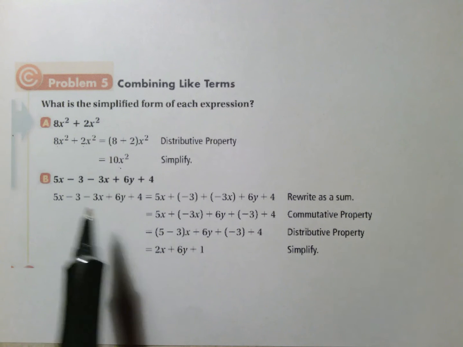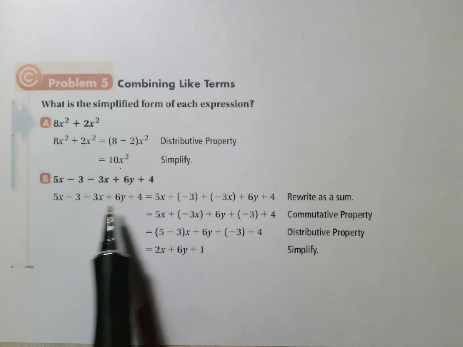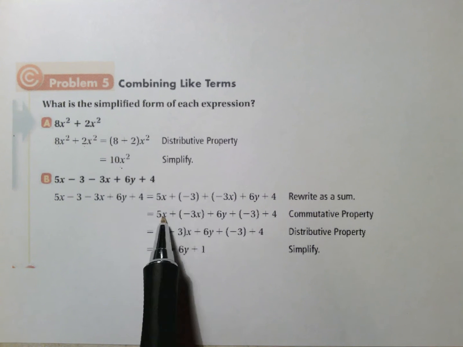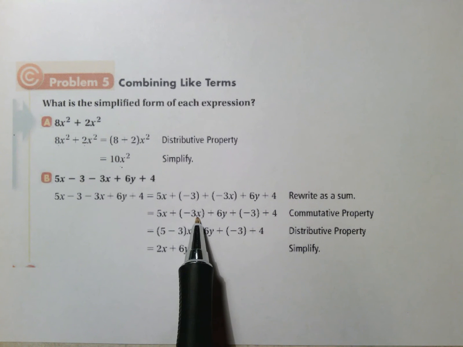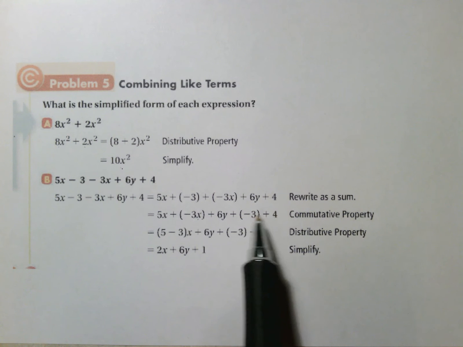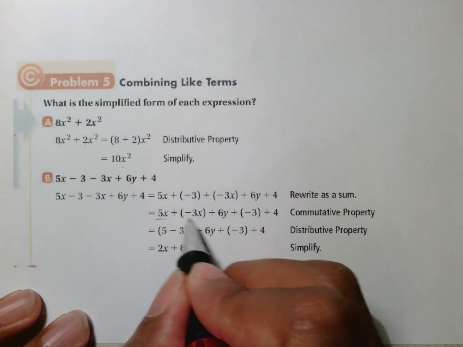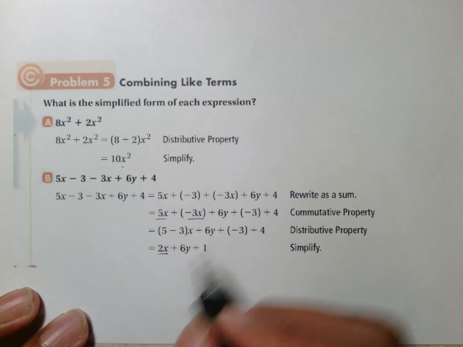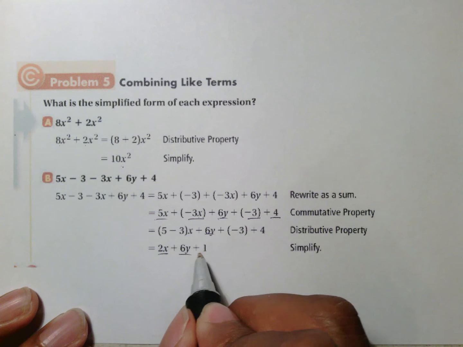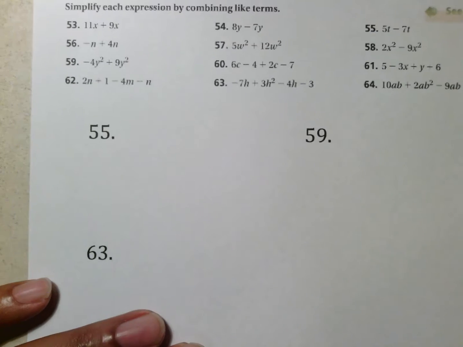Same thing on this one. On B, they have 5x minus 3x plus 6y plus 4, and what they did was they rewrote it using the commutative property by putting 5x together with negative 3x, since both of these have an x on them. Looks like they left the 6y where it was, and they put the negative 3 and the positive 4 together because those are both constants. Remember, they don't have a variable on them. They then said 5 and negative 3 makes 2. 6y, of course, came down, and negative 3 plus 4 is positive 1, and they wrote that down as the final answer there. So let's see how this works in our work.